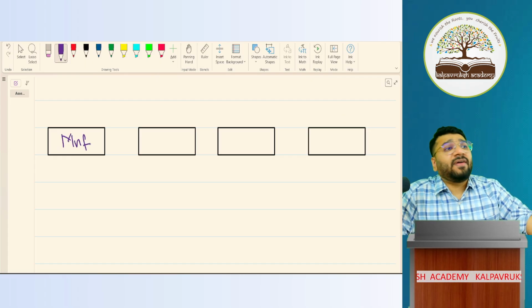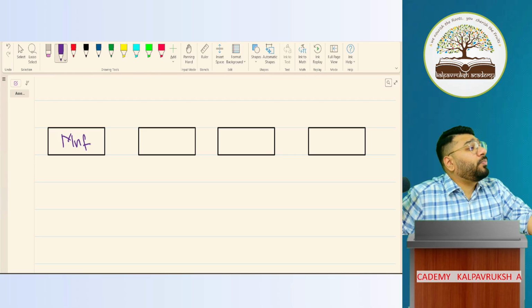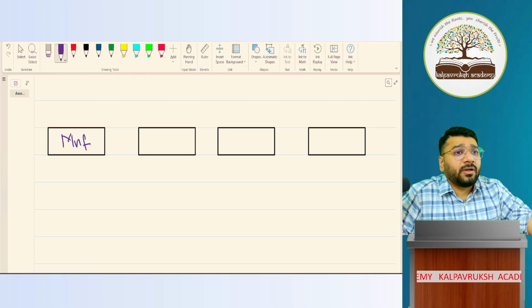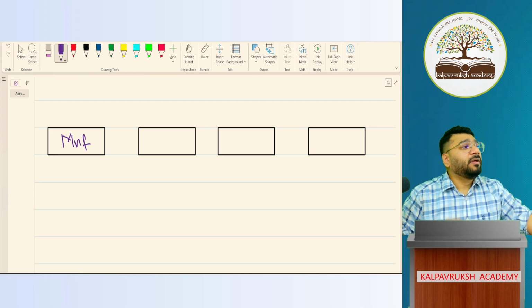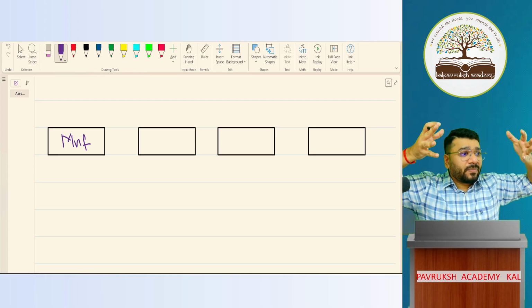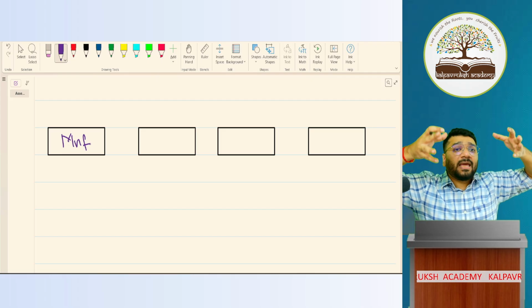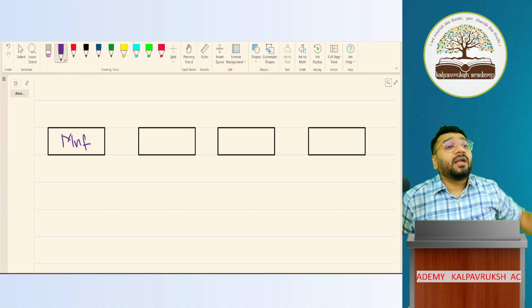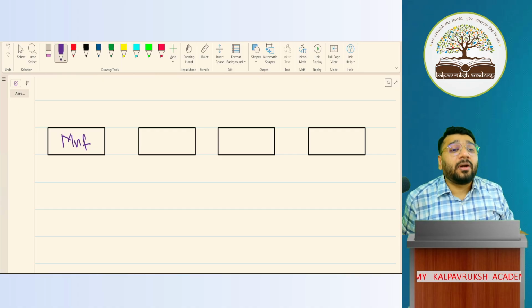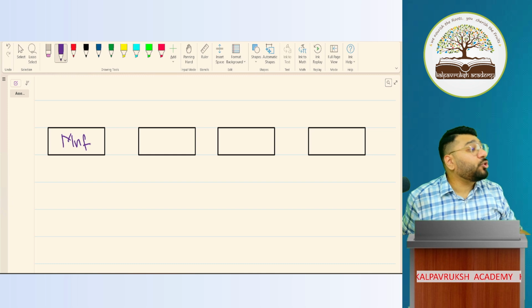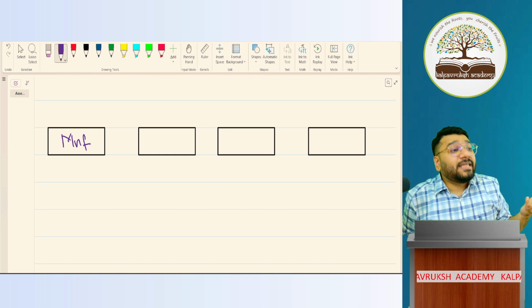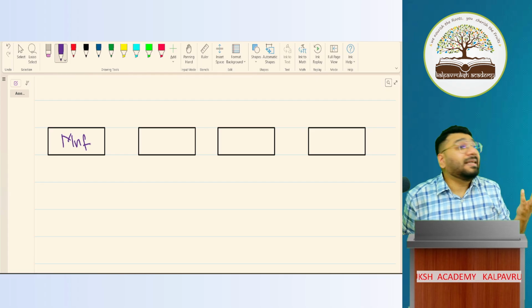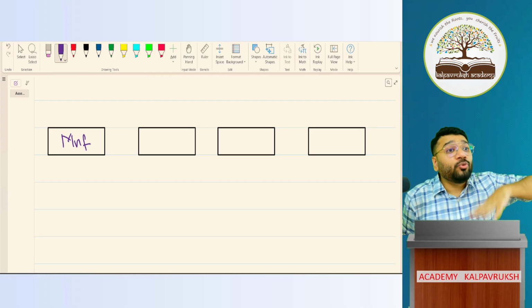MNF stands for manufacturer. Manufacturer is a person who manufactures the product. Got it, not got it? So what is the manufacturing process? I collect all the raw materials. I put the raw materials through a process. At the end of the process, a new, distinct product will emerge, which has its own new utilization, consumption, or demand, very different and unique from the raw material.